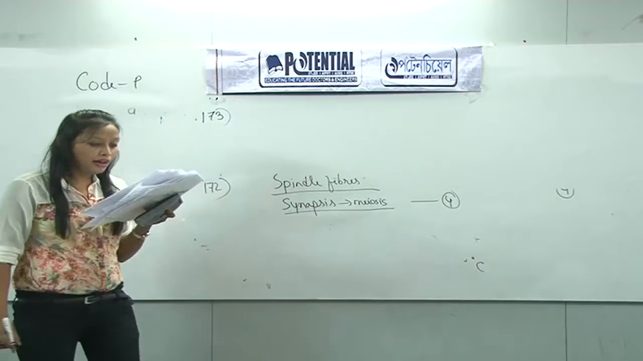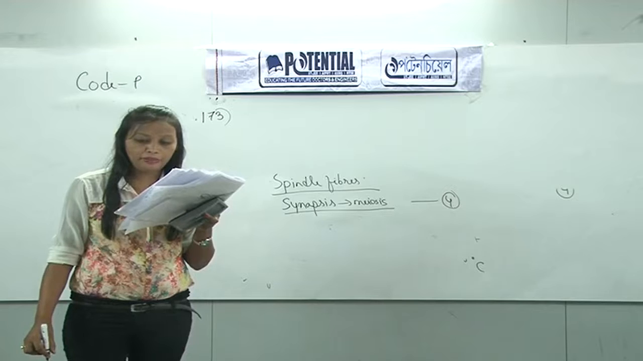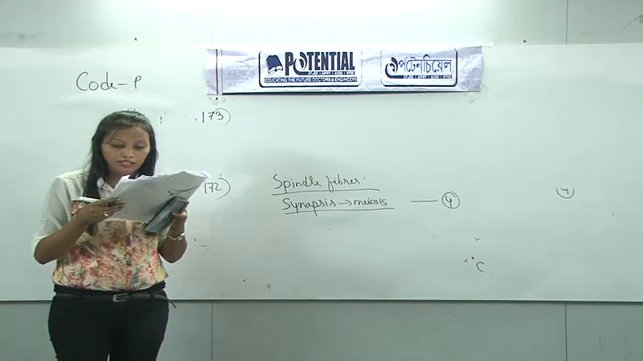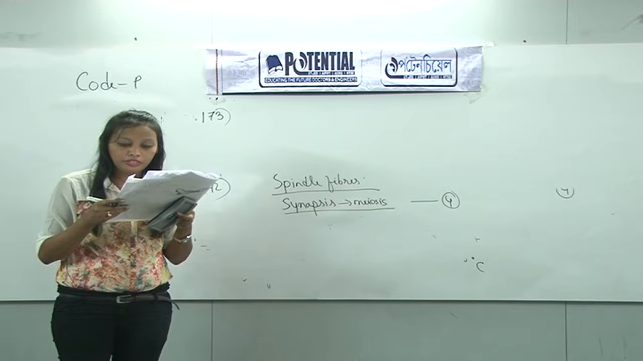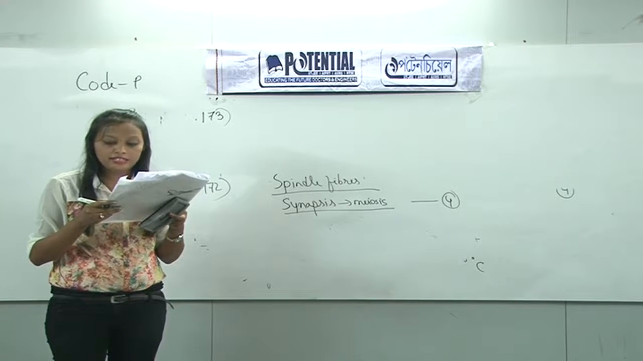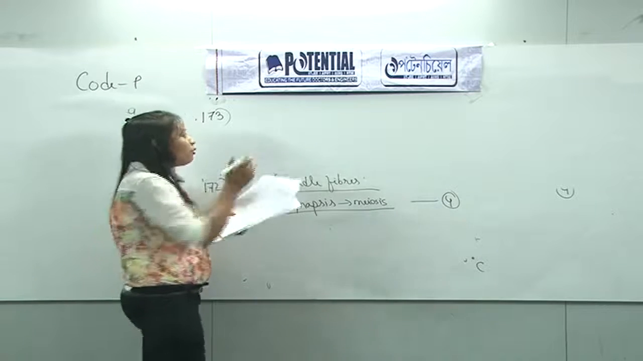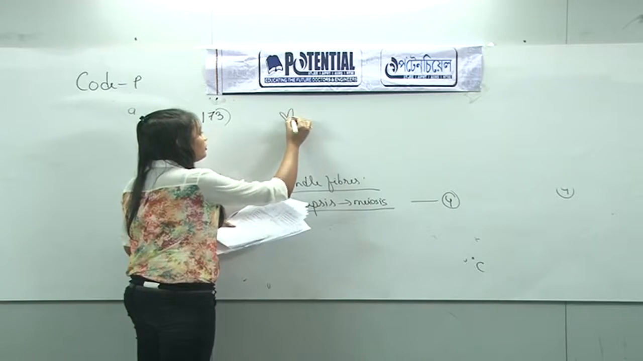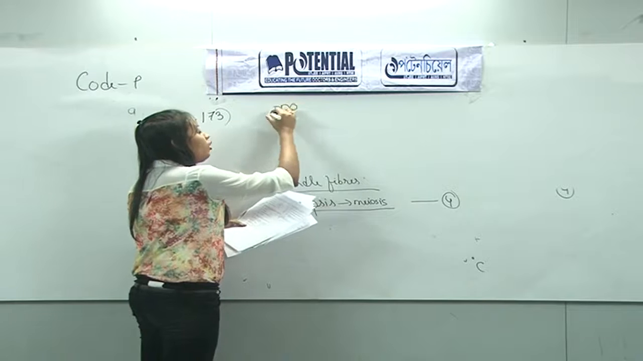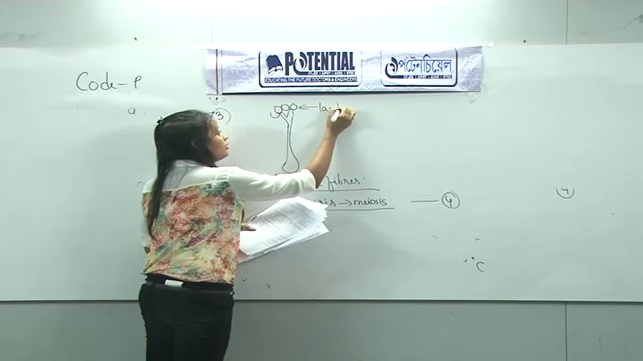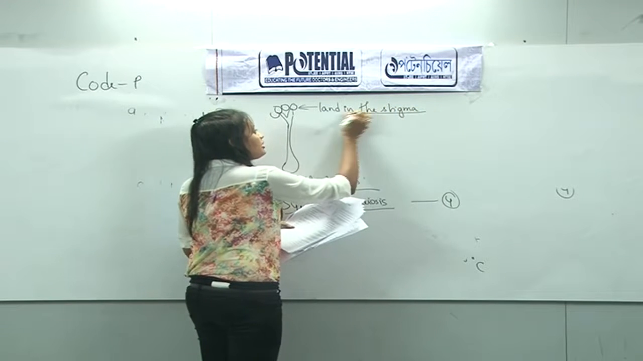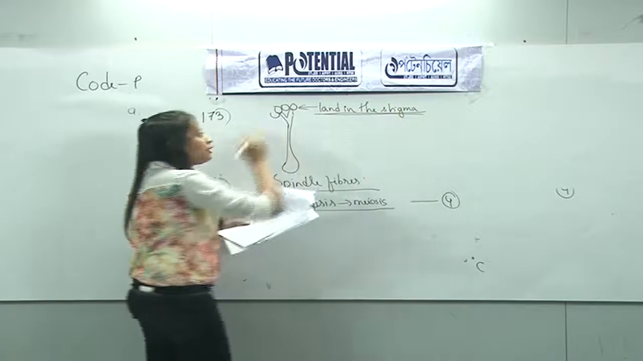Question number 173: which of the following statements is not correct? That means we have to find out the incorrect statement. Option 1: pollen grains of many species can germinate on the stigma of a flower, but only one pollen tube of the same species grows into the stigma. First of all, suppose this is the stigma, and pollen grains of many species can only land on the stigma. Pollens from the same species or from different species, whichever it may be, will land on the stigma.